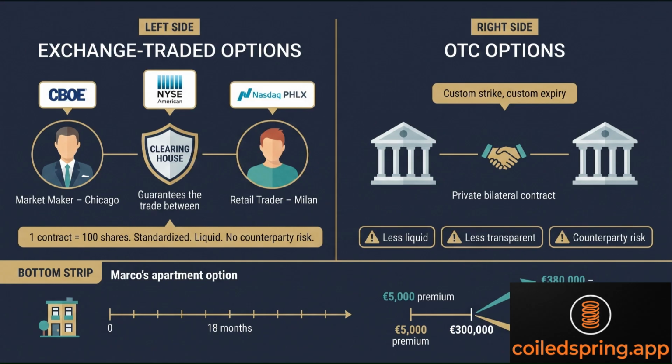If the market price of the apartment falls to 250,000 euros, he walks away and loses only his 5,000 euros. If it rises to 380,000 euros, he exercises and captures the upside. This is not a stock option, but the logic is identical. Options don't just live in financial markets. The structure exists everywhere. Once you see it, you can't unsee it. In this course, we work exclusively with exchange-traded U.S. equity options. Standardized, liquid, regulated, with defined risk at every step.